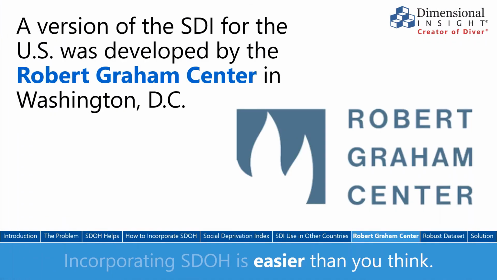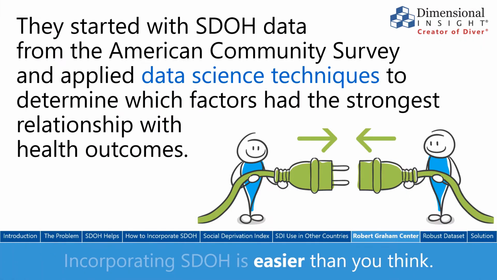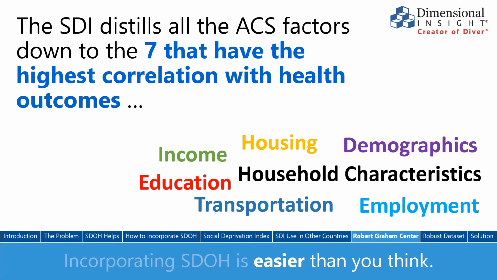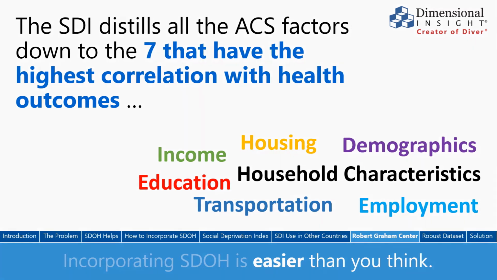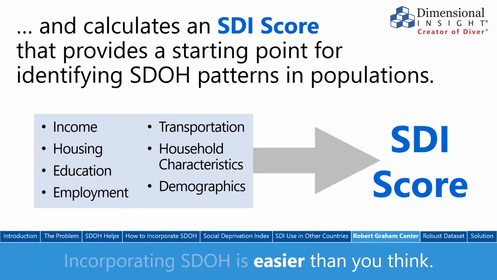A version of the Social Deprivation Index for the U.S. was developed by the Robert Graham Center in Washington, D.C. They started with social determinants data from the American Community Survey and applied data science techniques to determine which factors had the strongest relationship with health outcomes. The Graham Center SDI distills all the ACS factors down to the 7 that have the highest correlation with health outcomes, and then calculates the SDI score, which provides a starting point for identifying social determinants patterns in populations.